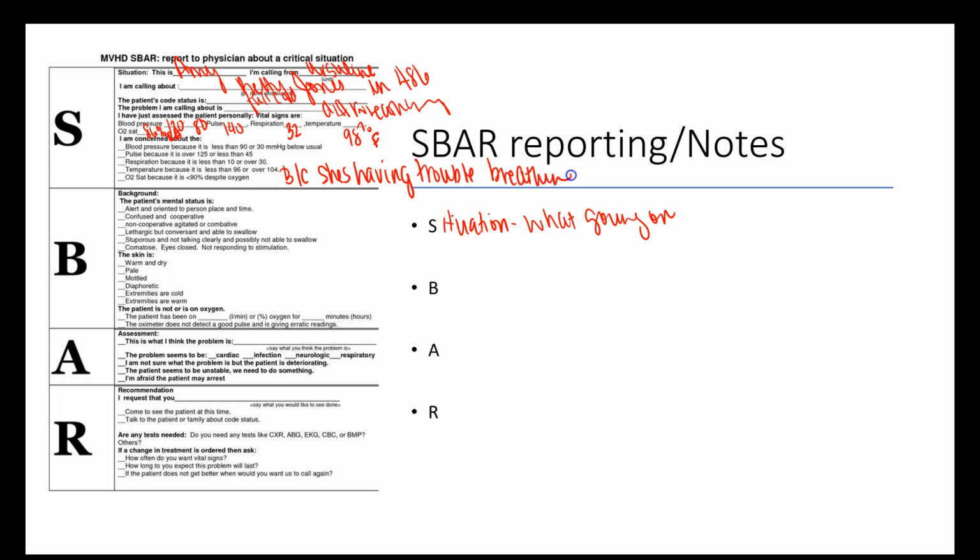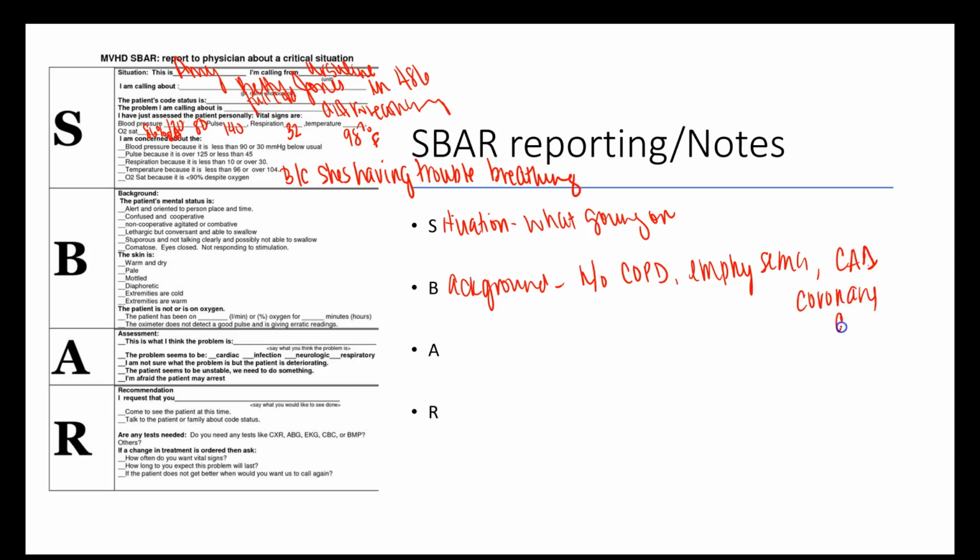So background, you can say she has a history. Background: she has a history of COPD, or she has a history of emphysema, or she might have a history of coronary artery disease. CAD is coronary artery disease. All of those things go in there. Give this information. If it's shortness of breath, I'm going to ask that you give it up there.